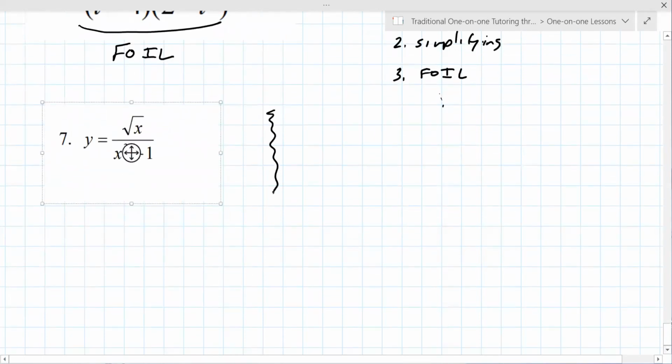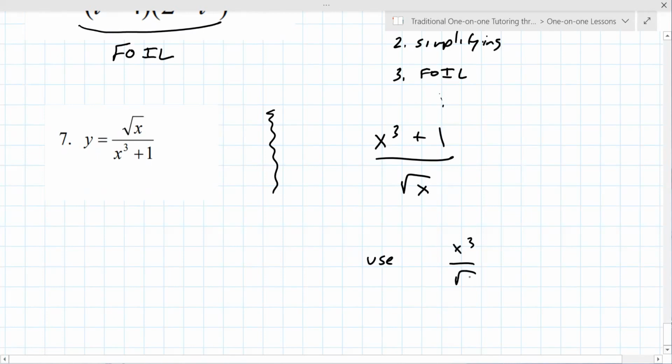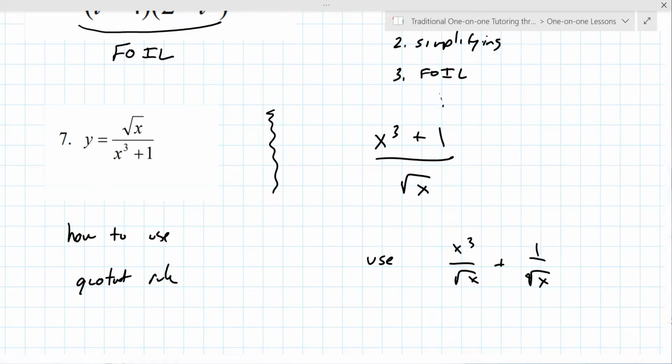Here's 7, but here's a problem like 7 on the right here. The one on the right here, you would simplify. You would actually make this x cubed over square root of x plus 1 over square root of x. Meaning you would use these exponent rules, but on the left you have to use quotient rule. And that's because there's one term on the bottom. That's why you can do that.